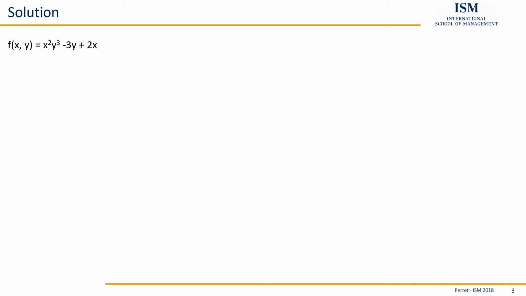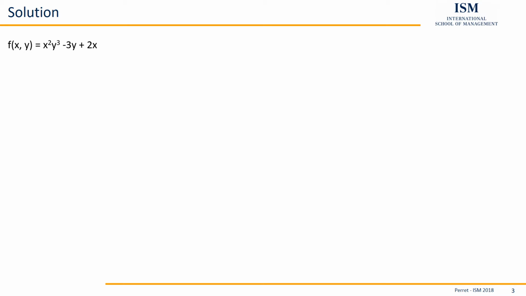For the first derivatives, we only concern ourselves with those terms in the function where we have the corresponding variable for which we are actually deriving. So when we consider the derivative for x, only the terms where we have an x are actually of relevance. So here it's the first and the third one. And if we derive them for x, we get 2x times y to the power of 3 plus 2.